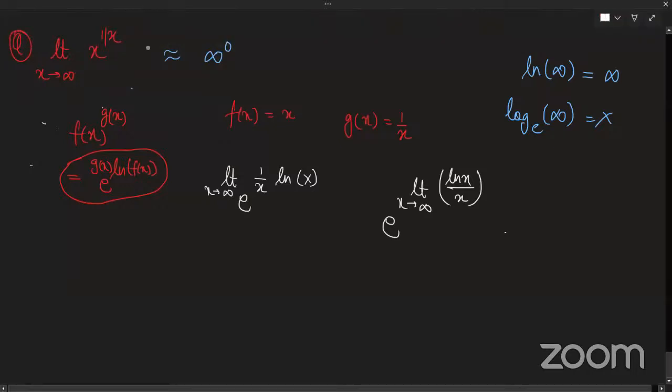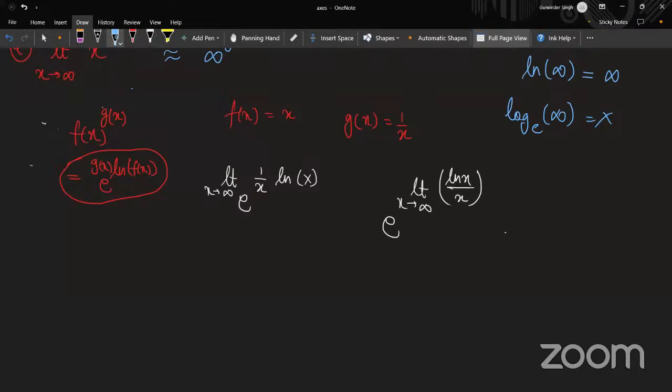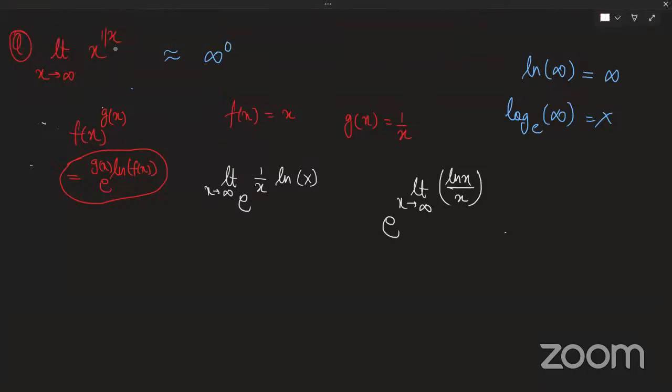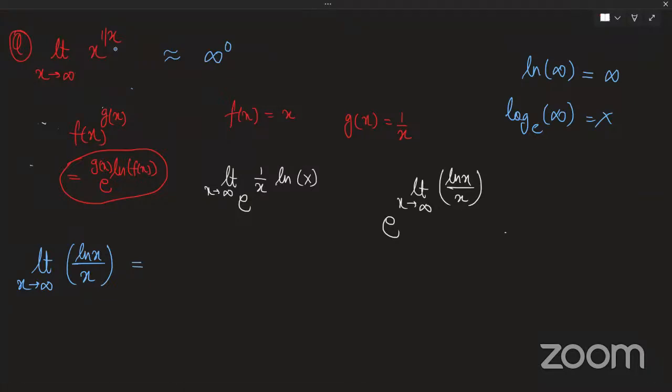So, which form is this? Ln x by x. Which form is this? Infinity by infinity, correct. So I have limit x tends to infinity ln x by x. Tell me, how should we solve this one? I mean, it's really simple, if you can just guess how to do it.